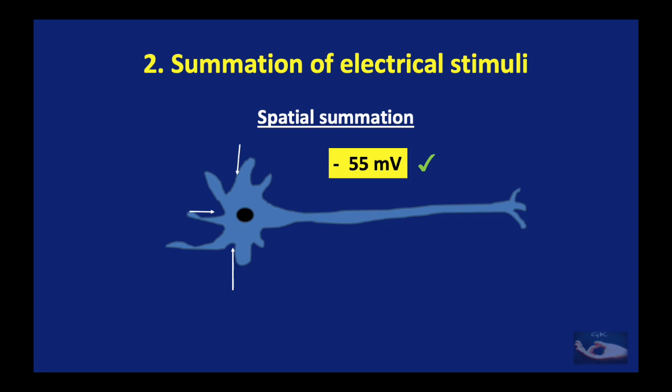This is called spatial summation, as it comes from different points. A single stimulus at one point may not be able to cause an action potential, but if there are multiple recurring stimuli at the same point within a short time of each other, it can get summated and cause the action potential. This is called temporal summation.